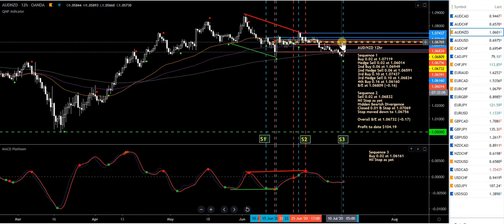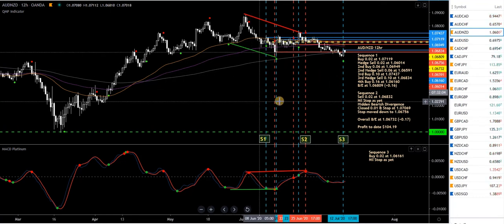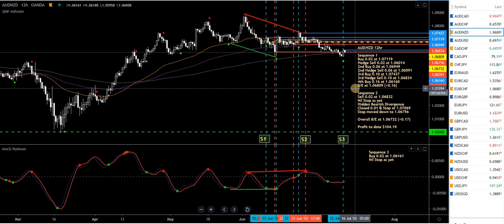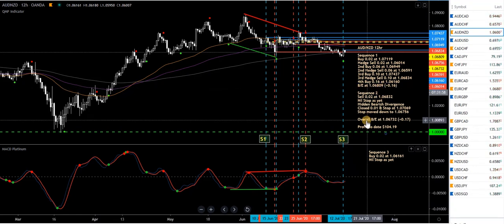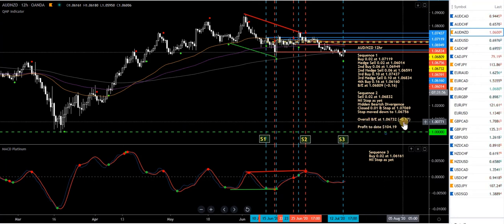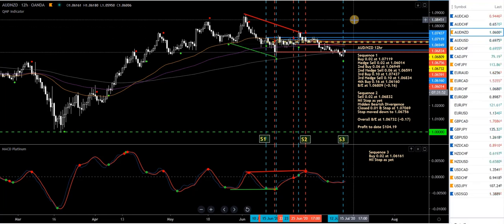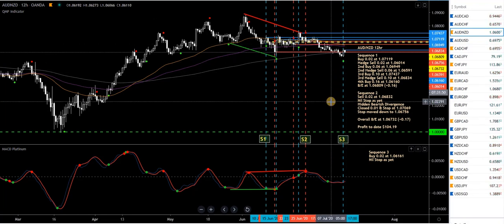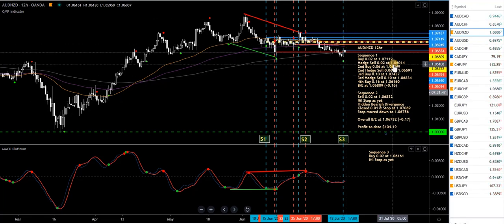These yellow dashed lines are my break-even levels. Now we've got two. We've got one for sequence 1. So there's a break-even there, 106.809. And we've got an overall break-even for all trades, 106.732. So price has to go up to those yellow lines to get out of break-even. So that's Oz New Zealand.